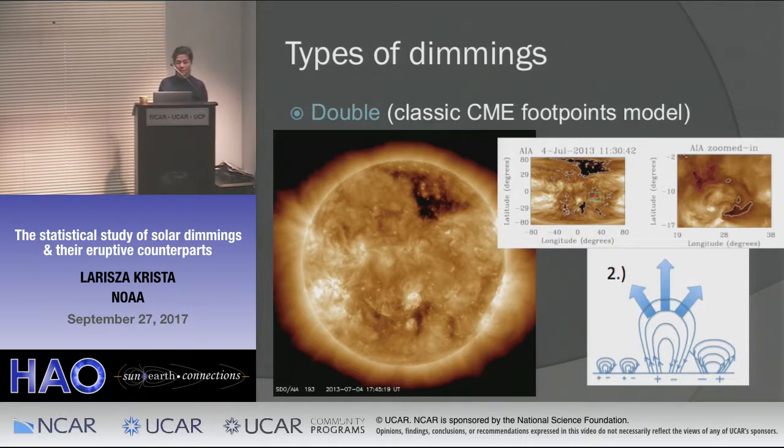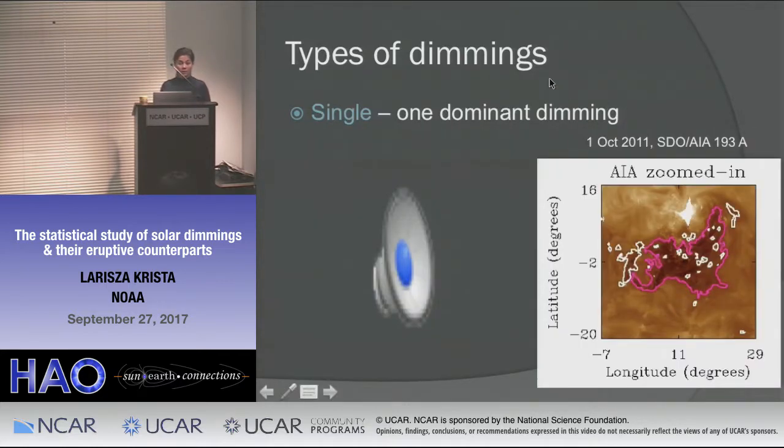So that's a good indication that that might be the case. Now, a lot of the time, we see single dimmings. The way I define, so these definitions have been introduced by moi. You can find it in the paper that has been published earlier this year. So we started with the double dimming. Now we're introducing single dimmings.